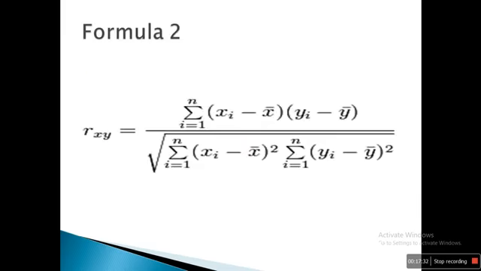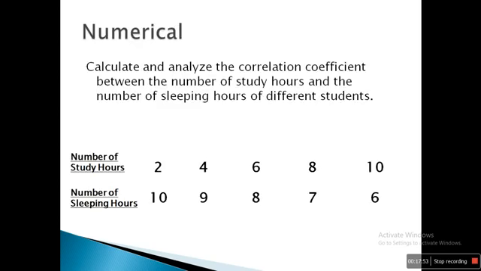The next formula is saying xi minus x bar. Now I assume that you know what x bar and y bar are. X bar and y bar are the mean, the average of that series, and we are trying to find out the deviation. So this is your formula, and I am going on to the example.